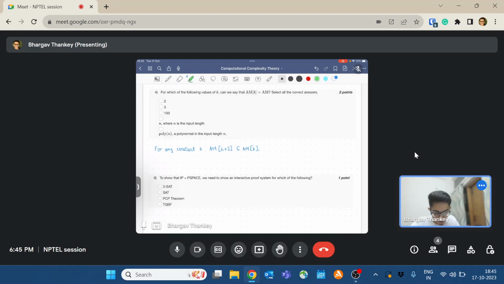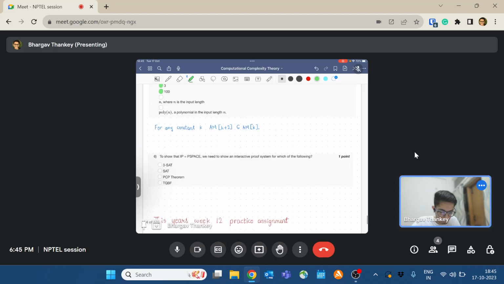So for any constant, AM_k is just going to be the same as AM. Among the options, the constants are 2, 3, and 100. n is not a constant because it depends on the input length n, and poly(n) is also not a constant because it also depends on n. So the only correct answers are 2, 3, and 100. Is this fine? Okay, so this is fine. Let's look at the next problem.